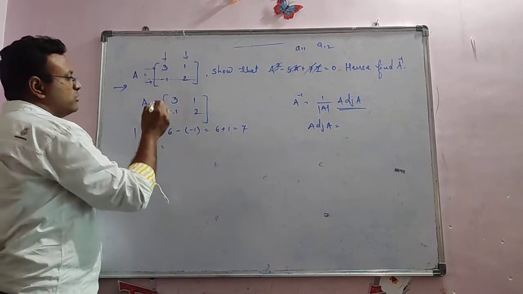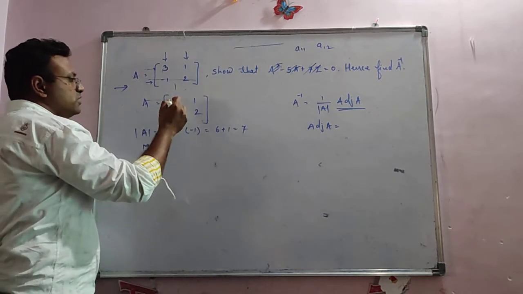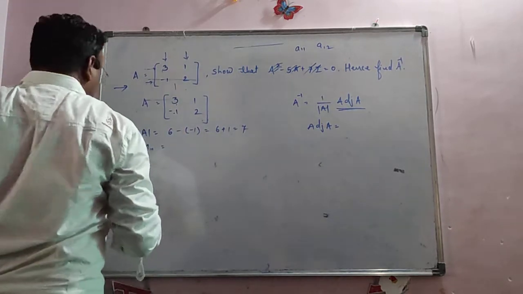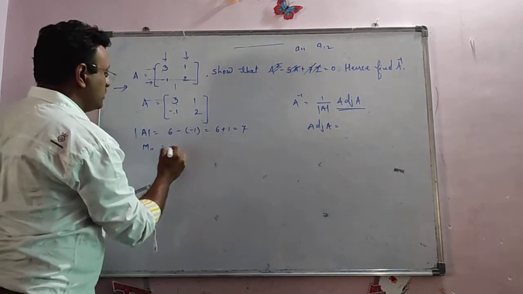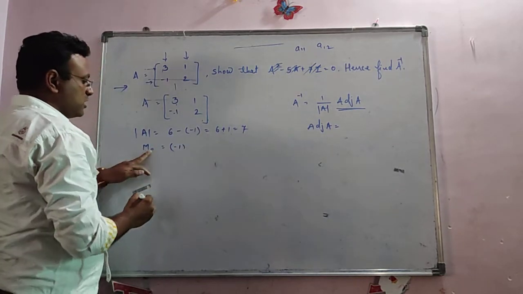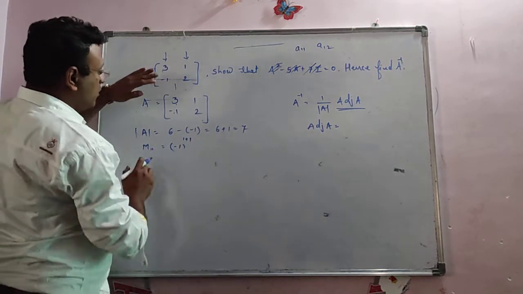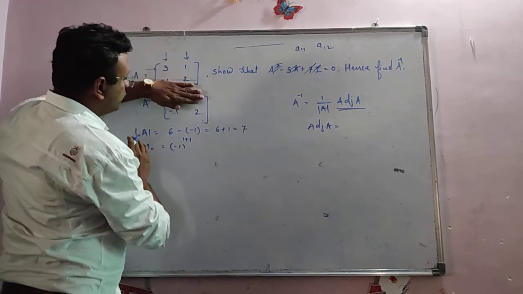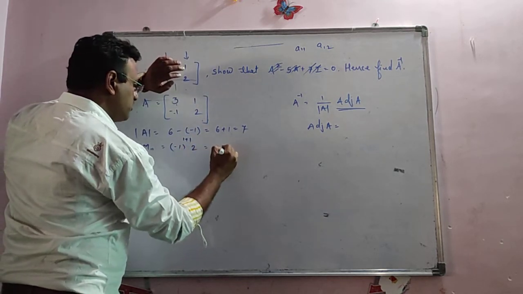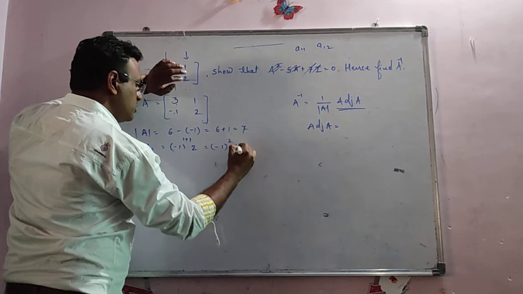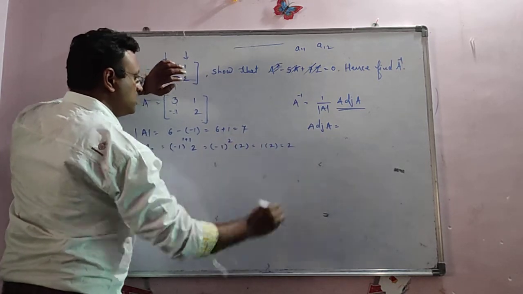What we have to do is eliminate the first row and first column. See what is left: 2. So minus 1 raised to, what is i? 1. What is j? 1. Deleting the first row and first column, what is left is 2. So minus 1 raised to 2 into 2. Minus 1 square is 1, and 1 into 2 is 2.